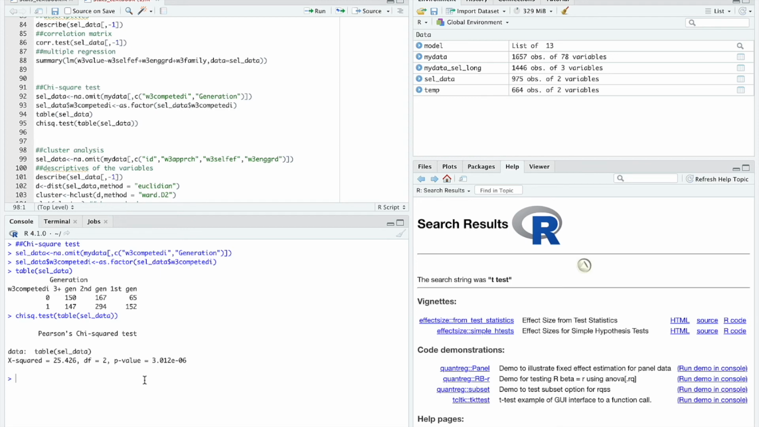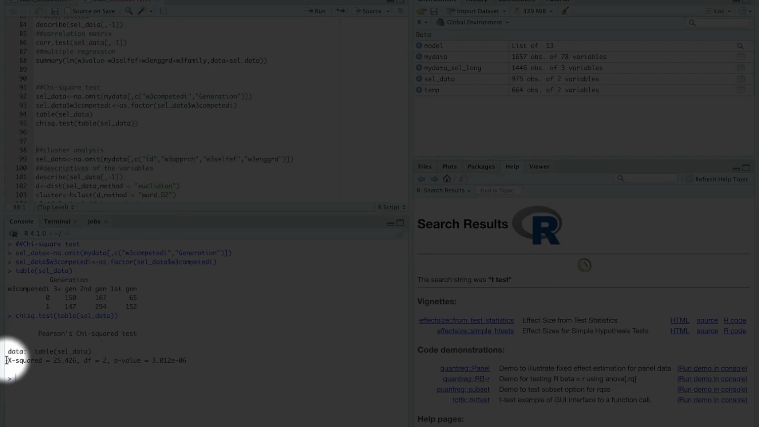And what we see is we get a chi-square value of 25. Whoops. It's right here. A chi-square value of about 25.426 with 2 degrees of freedom. That's the rows minus 1 times the columns minus 1. So 2 minus 1 is 1, 3 minus 1 is 2, 1 times 2 is 2.